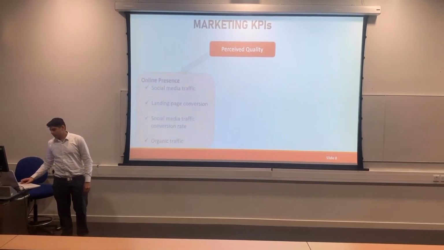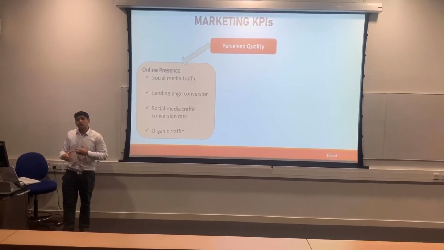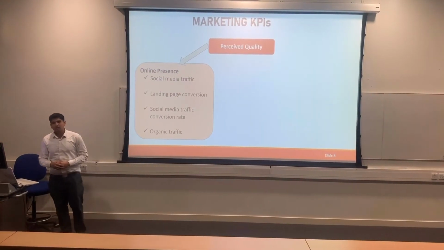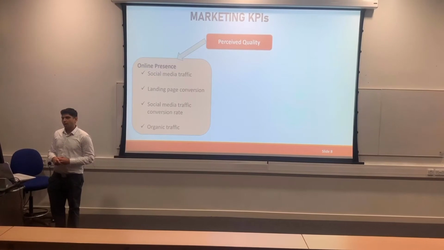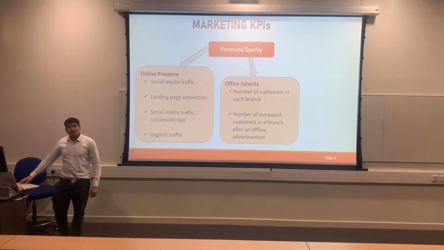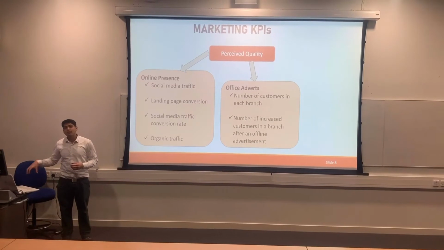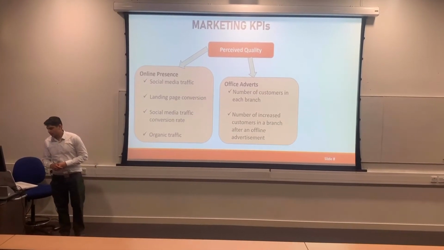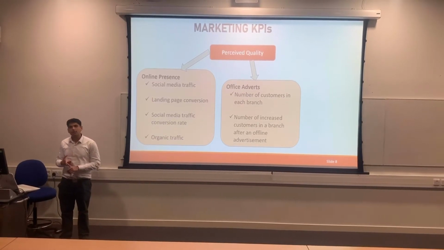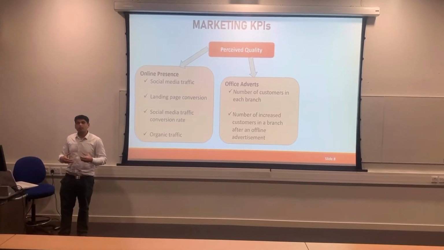Under perceived quality, we looked at the online presence, so how the social media traffic influenced the conversion rate of Leon's brand. We also looked at organic traffic, which was how many customers actually were loyal to Leon's brand. In offline advertisements, we looked at the number of customers that were actually present in each branch for Leon's. And in the branch, there were a number of increased customers that were also there after an offline advertisement. So that would be anything related to billboards or physical advertisements that were set up to create more awareness.